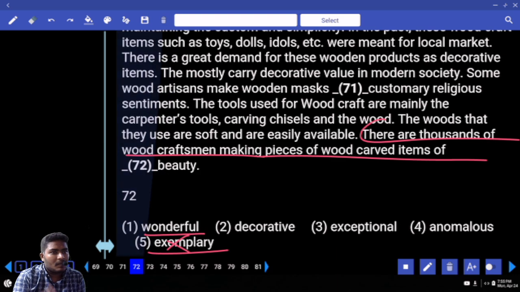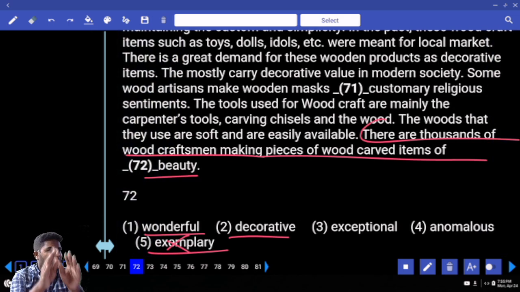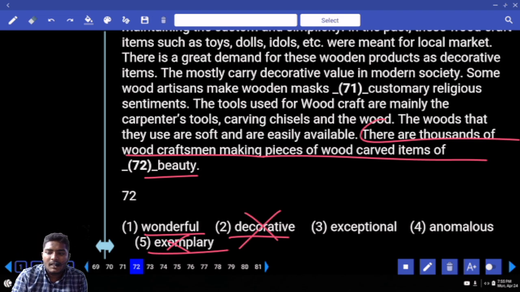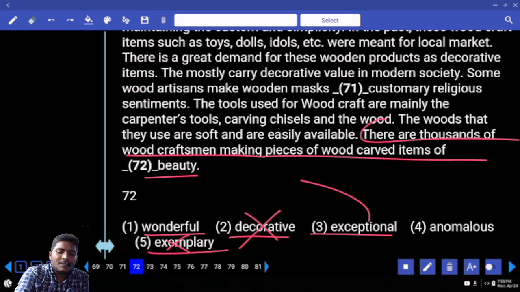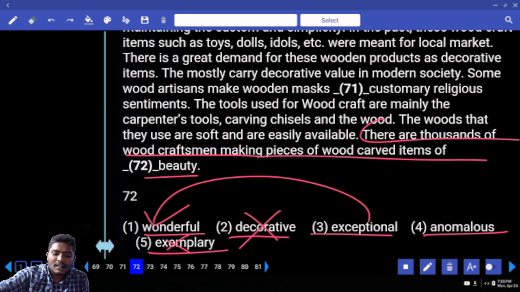Next one, wonderful, maybe possible. Another one is what here? Decorative. See, we are not just speaking about the houses' decoration as we spoke in the beginning. We are speaking about the idols. Eliminate that. What else is there here? Exceptional and wonderful, both of them are somewhat synonyms only. What else is there here? Anomalous. Write down the meaning. Abnormal.